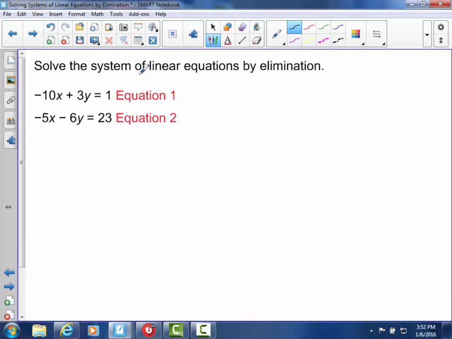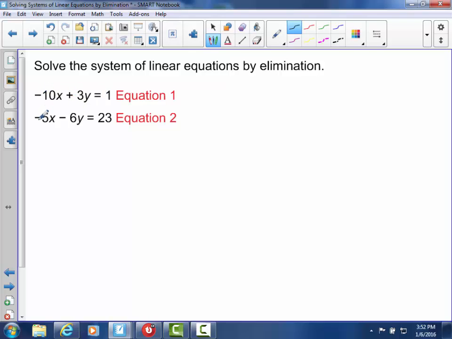Okay, so another system. Solve the system of linear equations by elimination. So I'm looking here. These are not the same and they are not opposites. These are not the same and they are not opposites. So now I've got to figure out, well, how can I make them be the same or opposites? Okay, well, let's see.